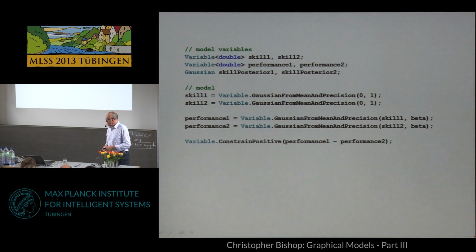Then we have a constraint. So player 1 was the winner, so we must constrain these two random variables so that the performance of player 1 is greater than the performance of player 2.